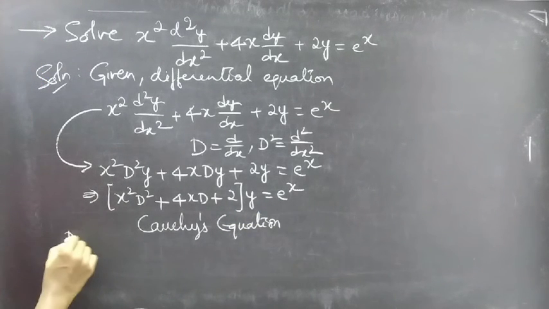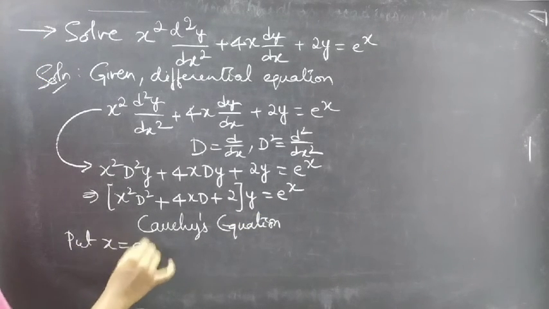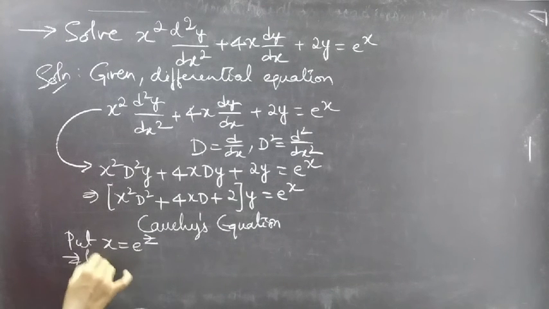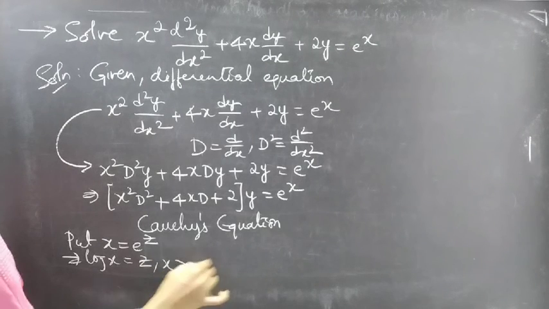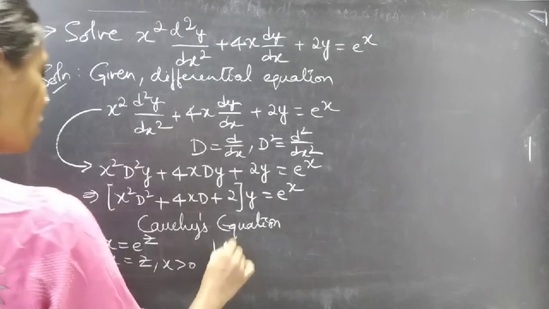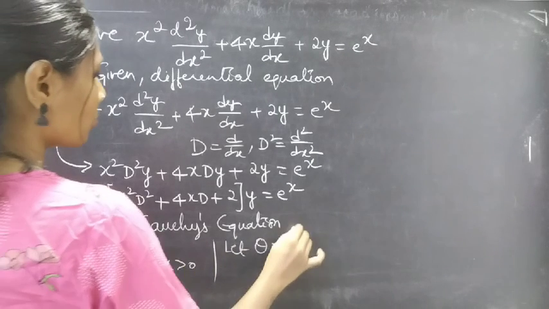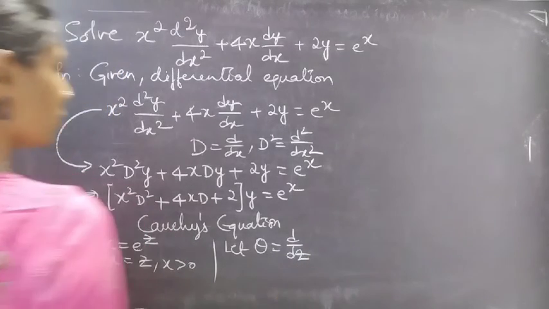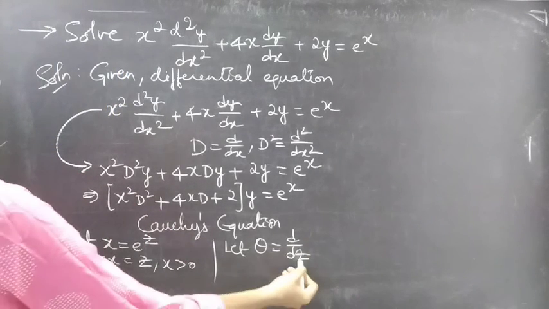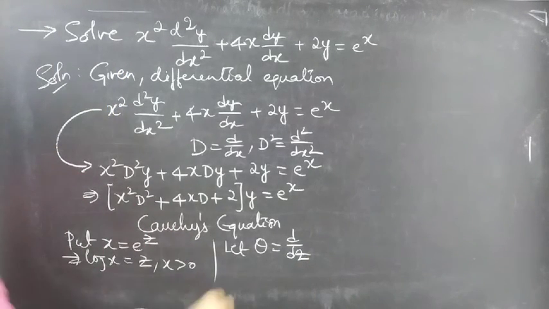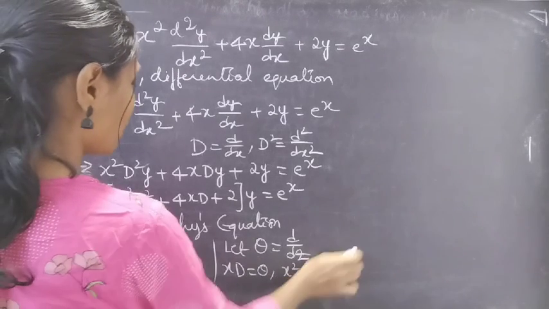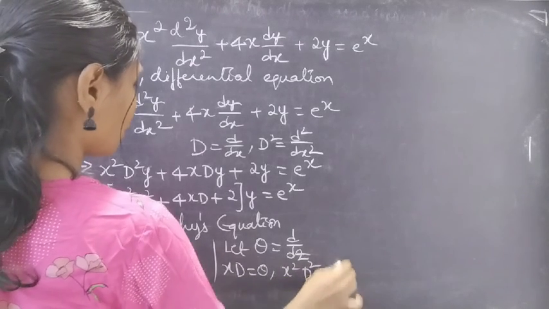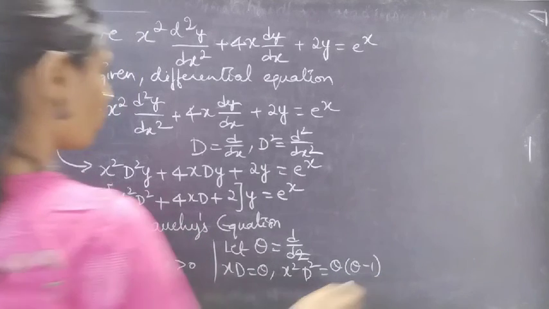Now put x equals to e power z, then log x equals to z for x greater than 0. Let theta equals to d by dz. Here theta is a differential operator whose independent variable is z. And xd equals to theta, x square d square equal to theta of theta minus 1.